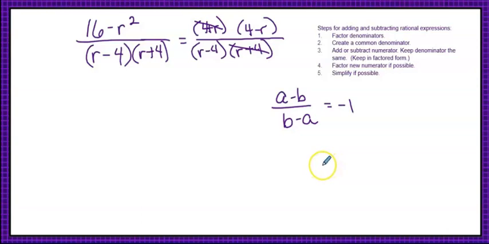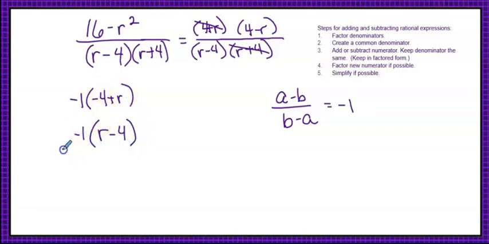To show you how that works, let's say I factored this and I took out a negative 1. So I'm going to factor this 4 minus r. I'm going to take out a negative 1. Well, 4 divided by negative 1 is negative 4. Negative r divided by negative 1 is positive r. Okay, now negative 4 plus r can also be written as r minus 4. So as long as I pull out a negative 1, then I can cancel these.